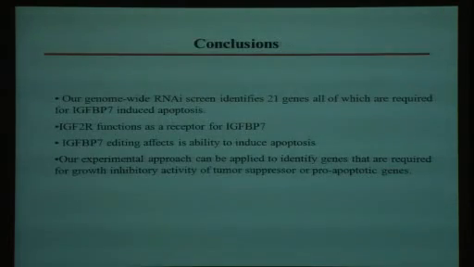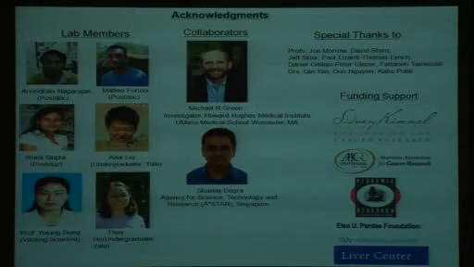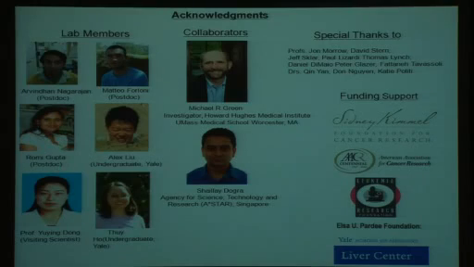To conclude this part, our genome-wide RNAi screen has identified 21 genes, all of which are required for IGFBP7-induced apoptosis. IGF-2R functions as a receptor for IGFBP7, and IGFBP7 editing affects its ability to induce apoptosis. Finally, our experimental approach can be applied to identify genes that are required for growth inhibitory activities of tumor suppressors or pro-apoptotic activity. So it's a general approach.